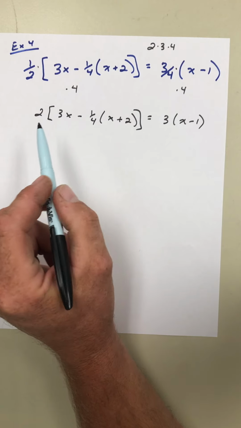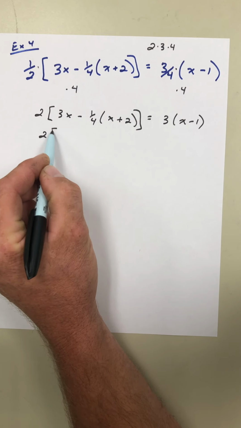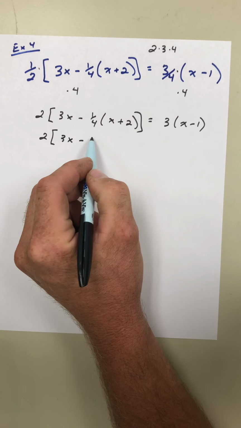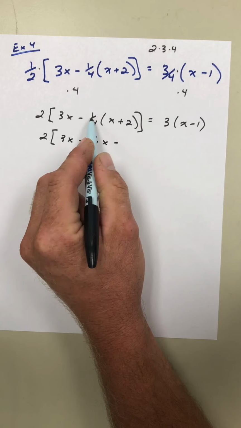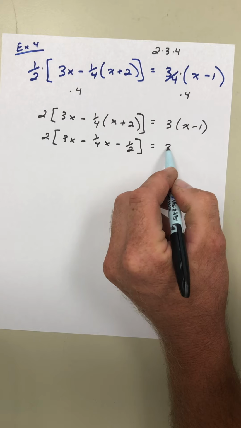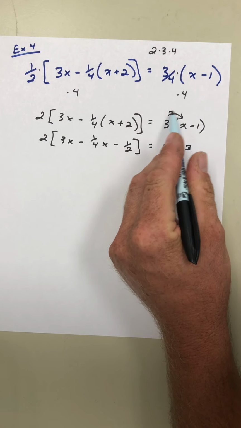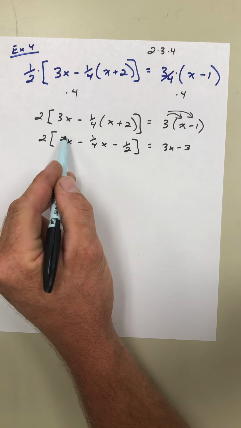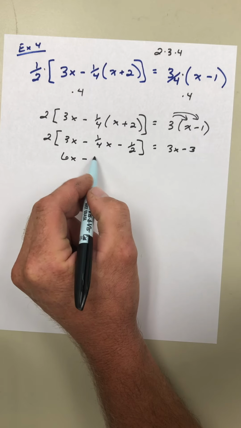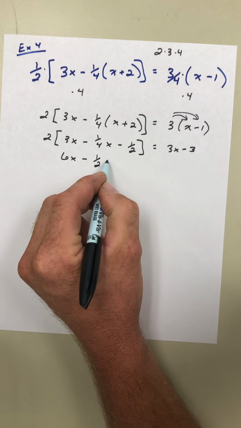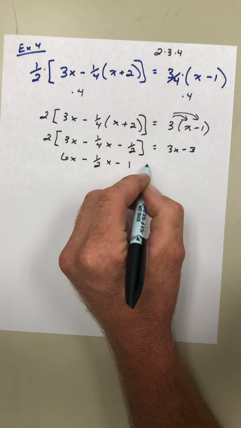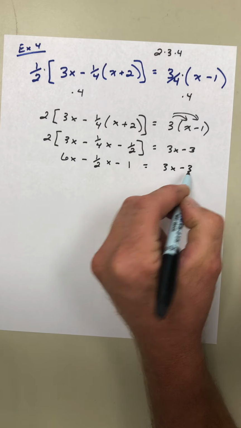Now, what we can do is clean this up a little bit more. So we have 2 times the quantity 3x. We're going to multiply the 1/4 through. So we get minus 1/4 x. 1/4 times 2 gives us 1/2. And on the right side, we have 3x minus 3 when we distribute that 3 in. We can distribute the 2 through here. So we have 6x minus 2 times 1/4 gives us 1/2 x. Minus 2 times 1/2 gives us 1. And that's going to equal 3x minus 3.